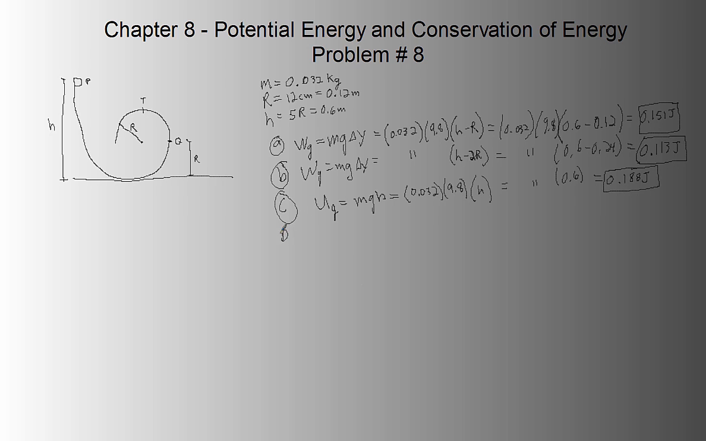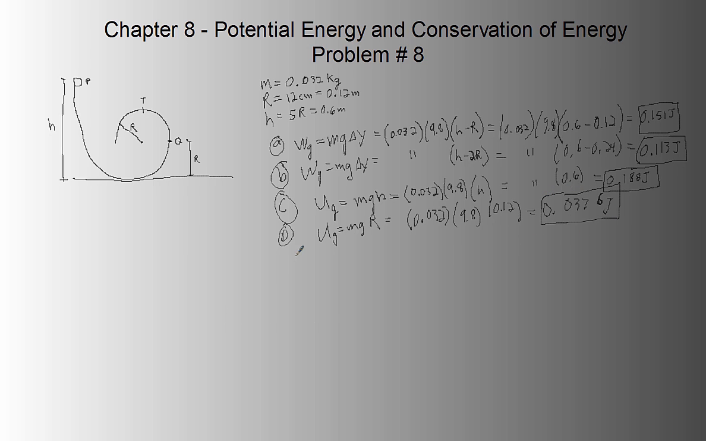Pretty straightforward. D. What is the potential energy at point Q? Q is just a distance of r up from the ground. So UG is going to be mgr, which is 0.032 times 9.8 times 0.12, and that's going to equal 0.0376 joules.